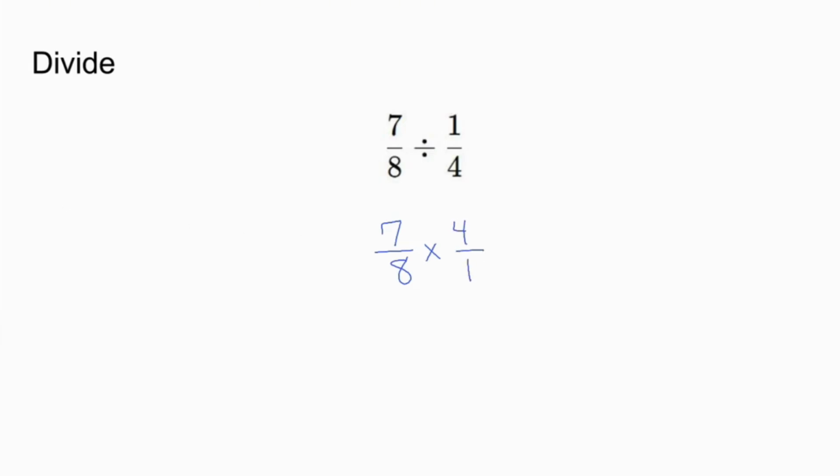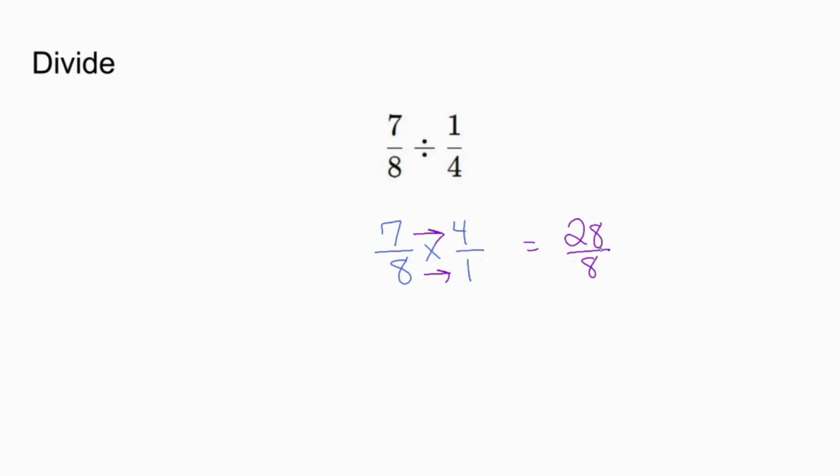Now we are multiplying two fractions. When you multiply two fractions, multiply straight across the numerator and straight across the denominator. 7 times 4 is 28. 8 times 1 is 8.